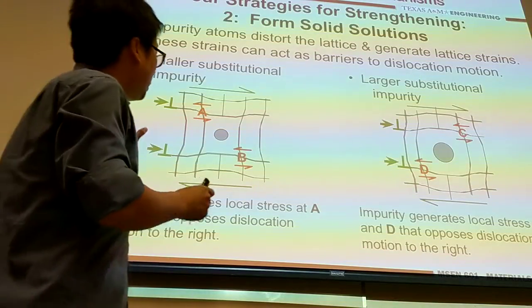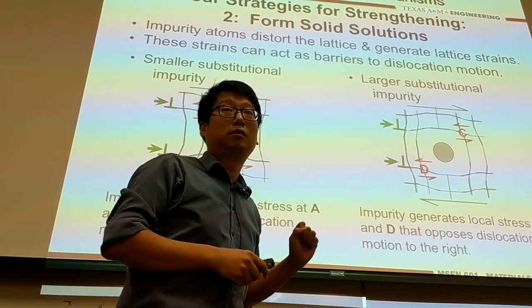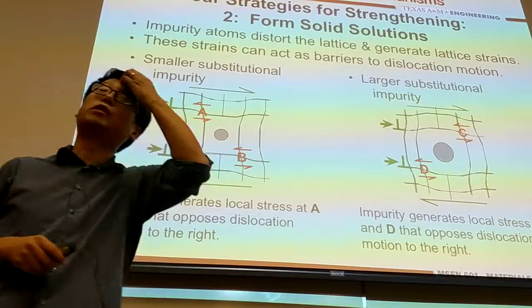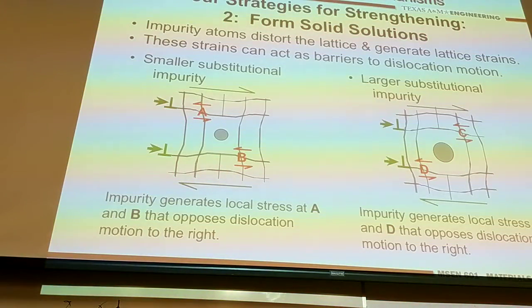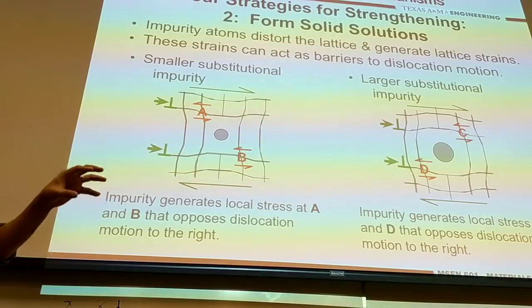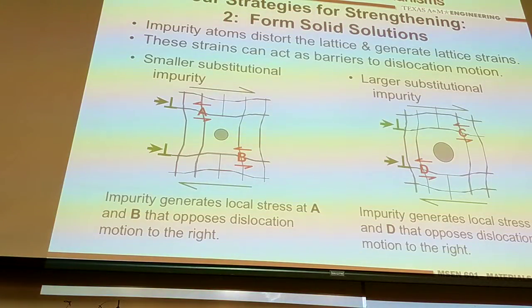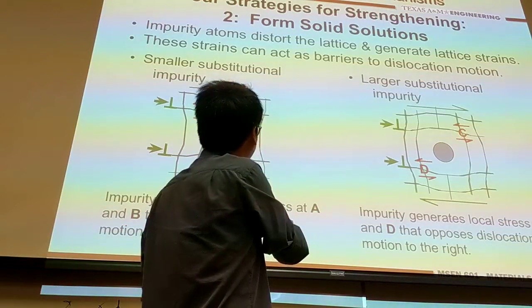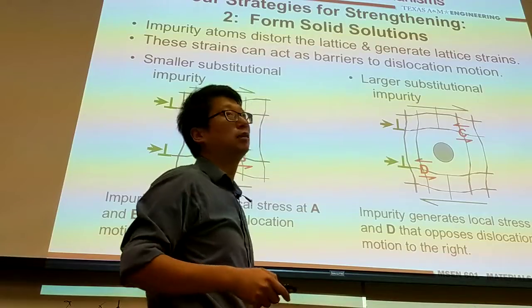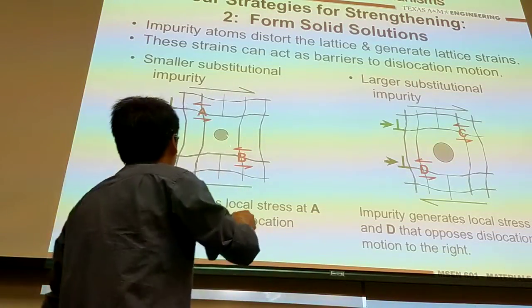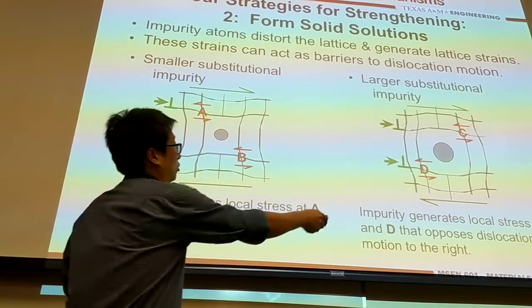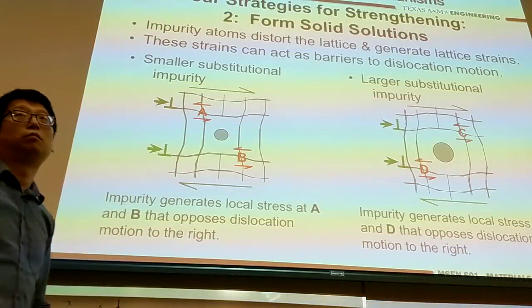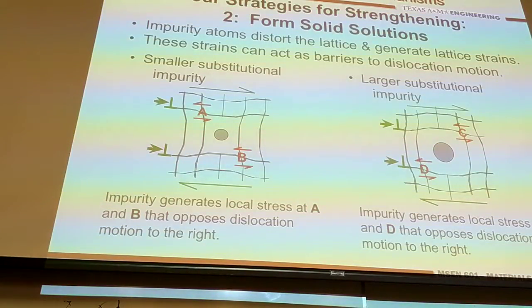Now, the second message is that you may think you always need a large impurity atom. The answer is no. You can have small or large, both can be effective. Because the difference is whether you create a counter stress field on the left top corner or on the right top corner. In either case, they will slow down.